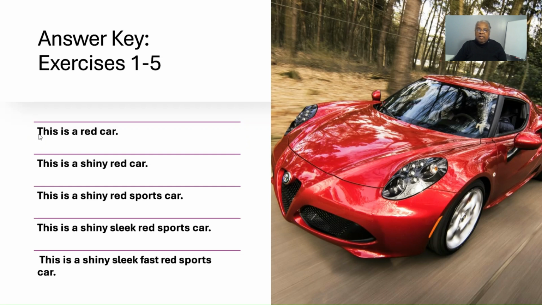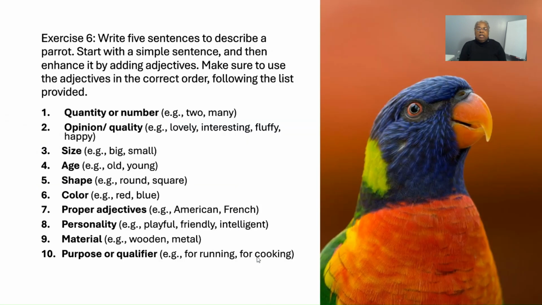Ready? Let us begin. This is a red car. This is a shiny red car. This is a shiny red sports car. This is a shiny, sleek red sports car. This is a shiny, sleek, fast red sports car. Great job. Let's conclude our lesson for today by completing exercise 6.